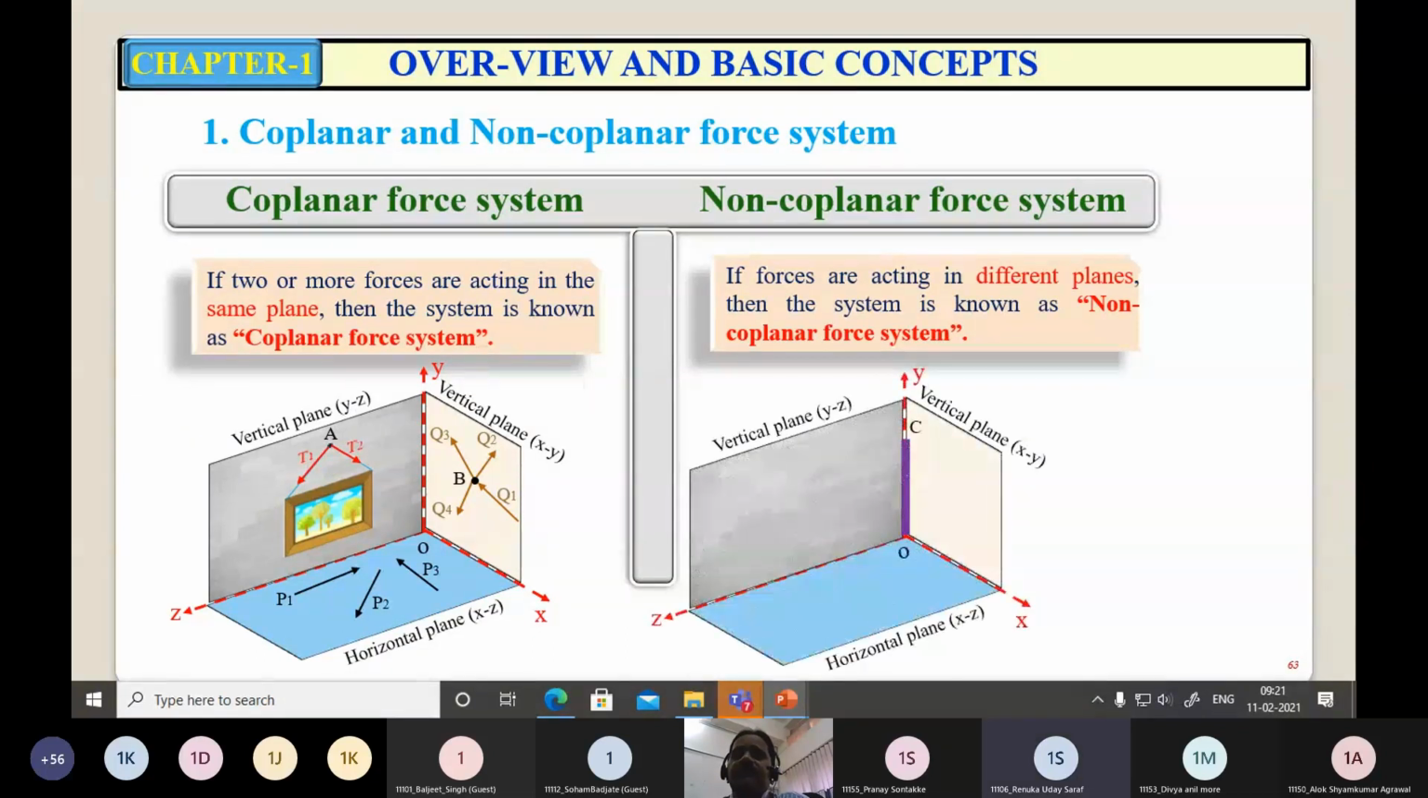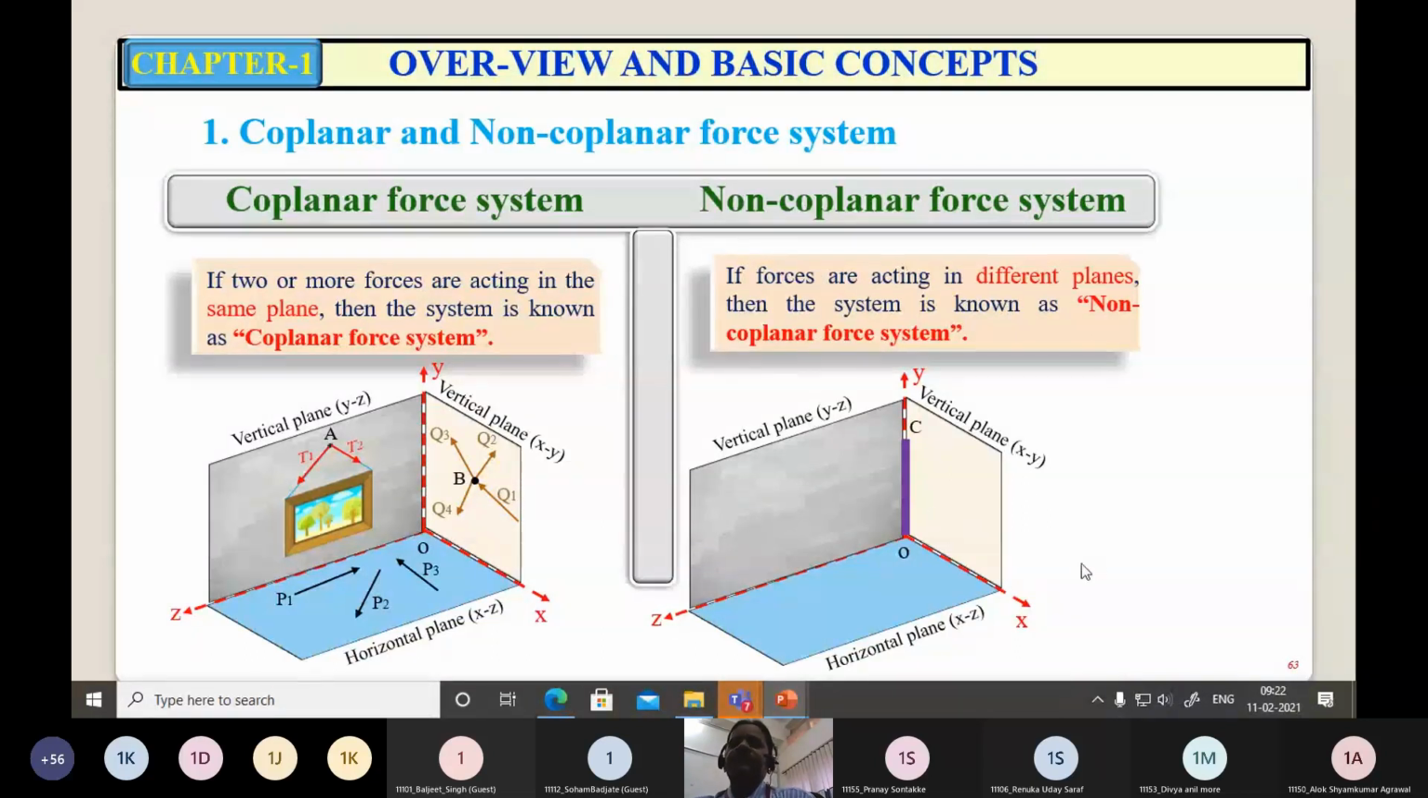Excuse me, sir. Yes. Sir, for a coplanar force system, can we say that it is a force system in which the lines of action of the forces lie in the same plane? Exactly. Because if the forces are acting in the same plane, then the lines of action of those forces are by default also in the same plane.